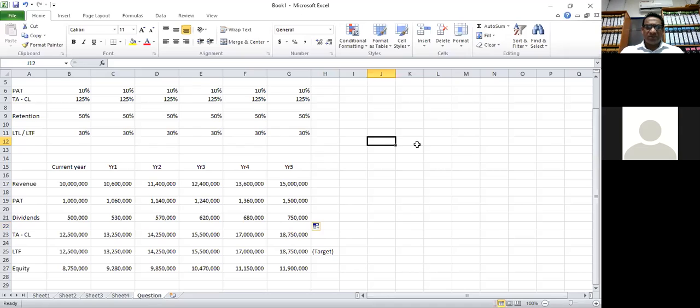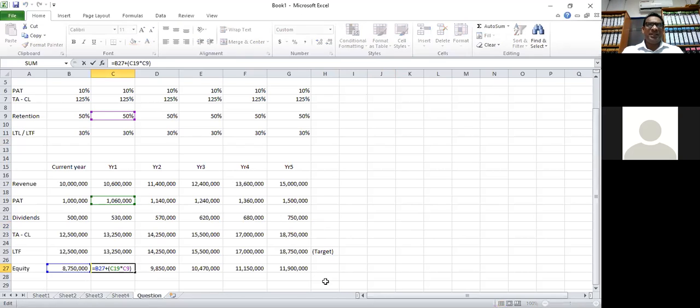Can you show how you calculated equity again? Okay. So this is the opening equity that is given in the question. Year one equity will be opening equity plus year one retained profits. Year one retained profits are 50% of that year's profit. As simple as that. Every year it continues, same formula.